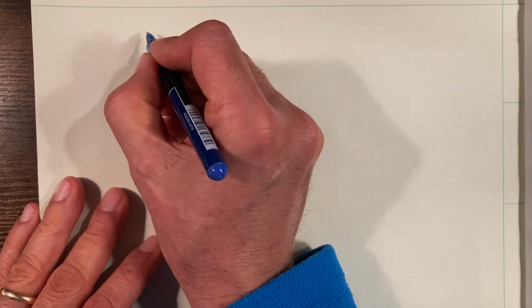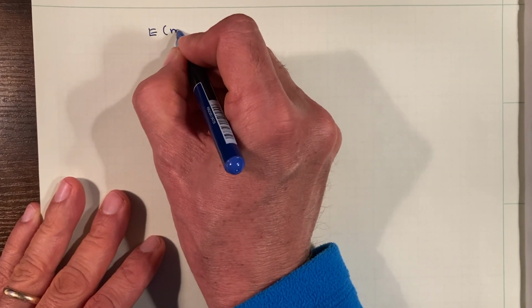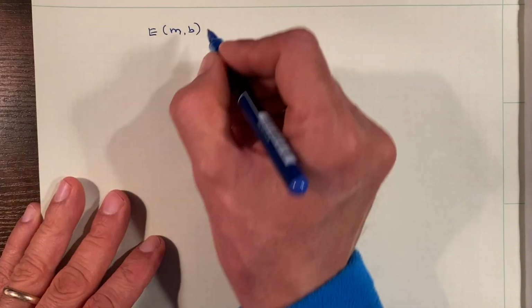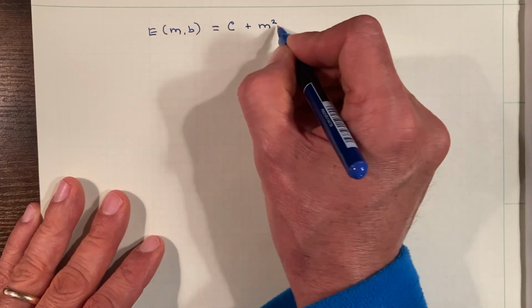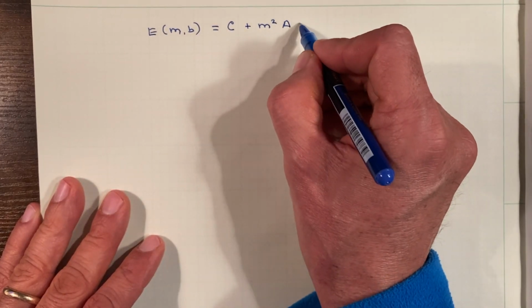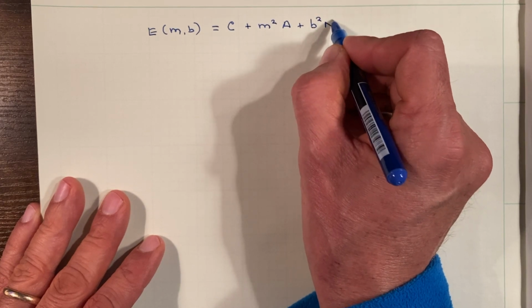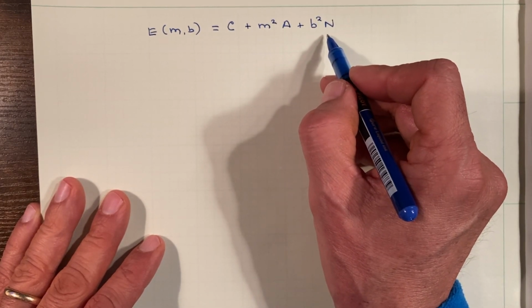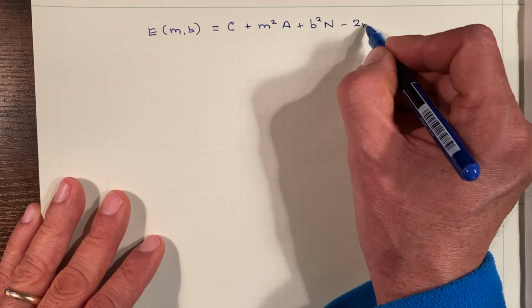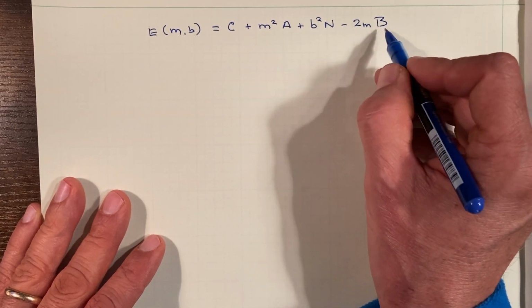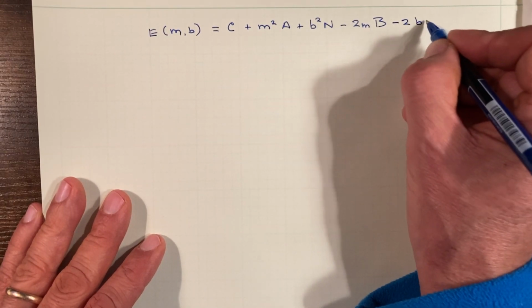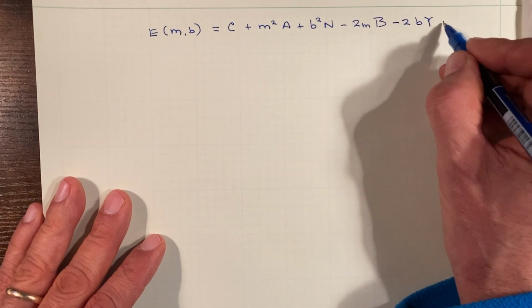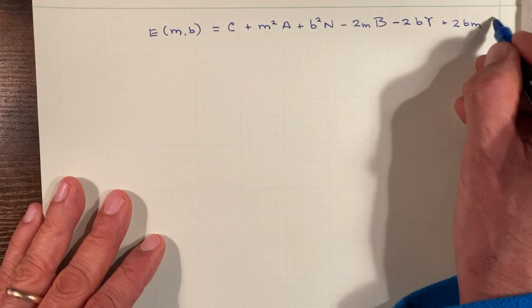So for that, we write down E of m, b again, but hopefully in a more manageable form. We write this as C plus m squared A plus b squared n, where n is the total number of samples, and minus 2m uppercase B, and be careful not to confuse that with lowercase b, minus 2 little b big Y plus 2bm big X.